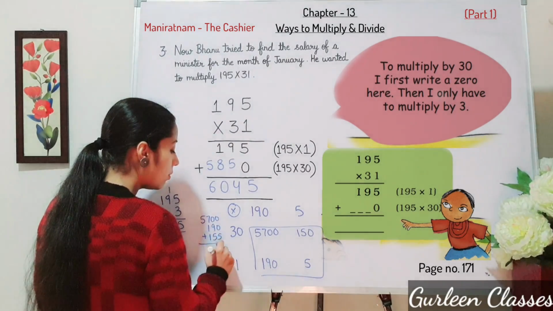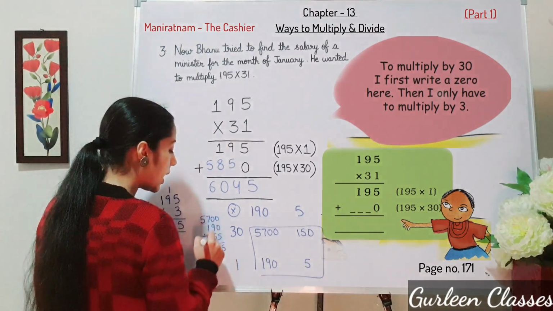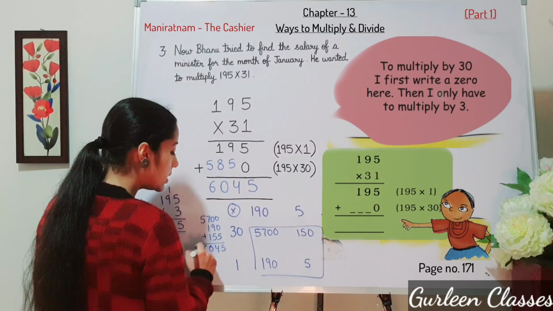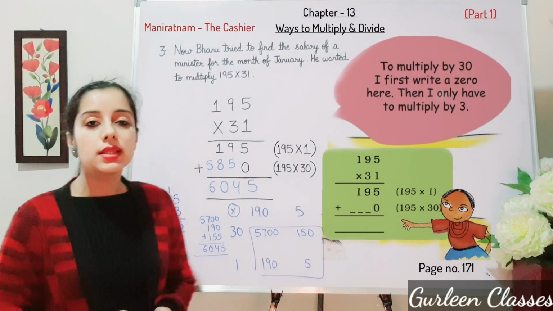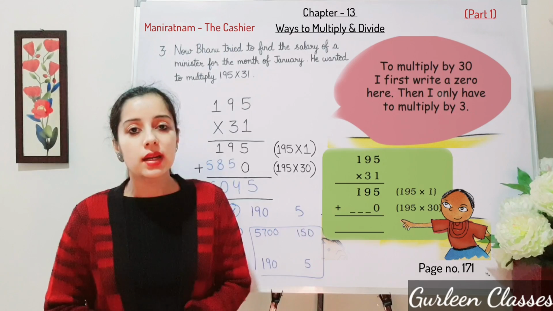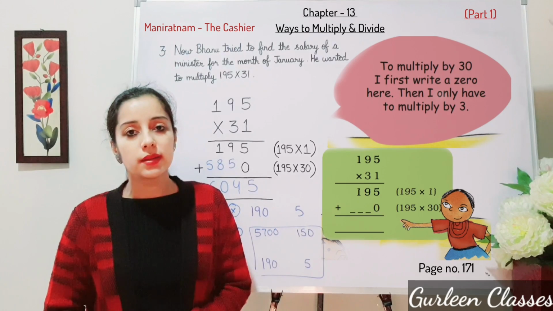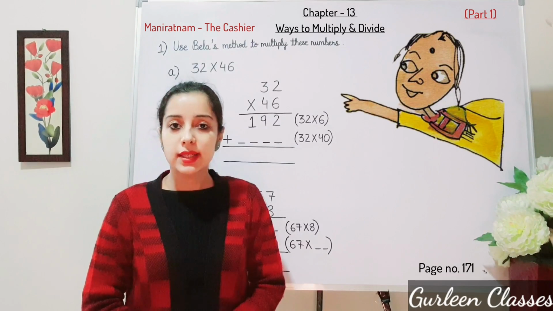So here 5, 9 plus 5, 4, 1 carry. It will be 0 and 6. So both the method answers are the same, Bella's method as well as Mani Ratnam's method. So now let us start with practice time.